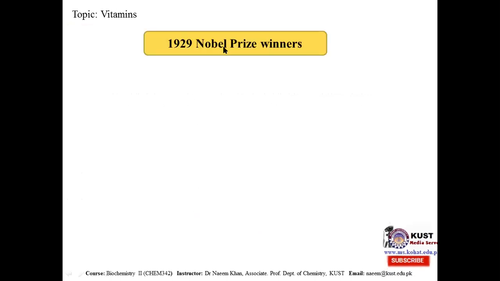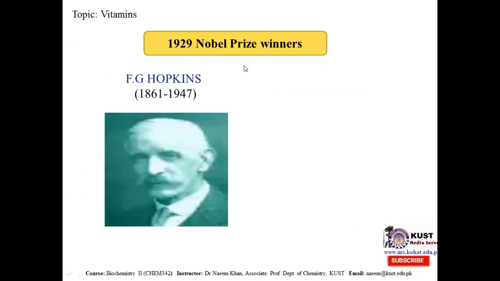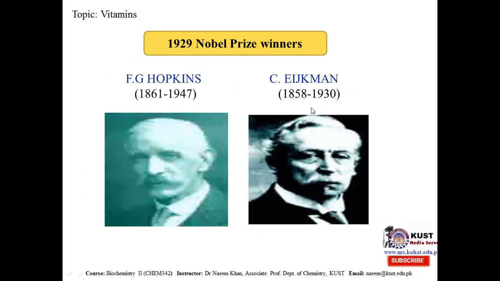In 1929, the Nobel Prize was awarded to Hopkins and Eijkman, the two scientists, for the first time, who worked on vitamins and discovered accessory food factors in milk and discovered thiamine to cure beriberi.